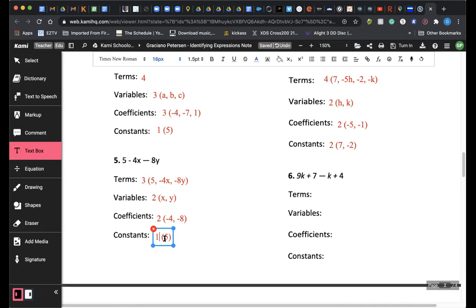That constant is 5. All right, so use the same method that we used to do number 5 to try number 6. So identify the terms, the variables, the coefficients, and the constants.